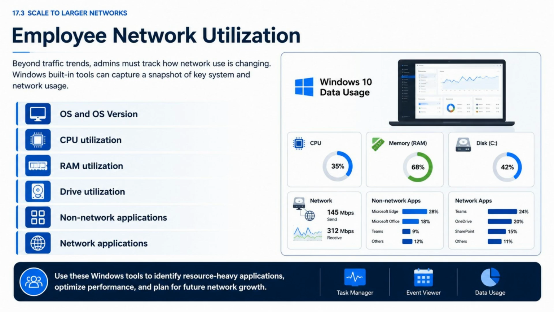Windows built-in tools, Task Manager, Event Viewer, and Data Usage, can capture OS version, CPU, RAM and drive utilization, and which applications, network and non-network, are running. The Data Usage tool specifically, under Settings, Network and Internet, Data Usage, is great for spotting which apps are consuming the most bandwidth.